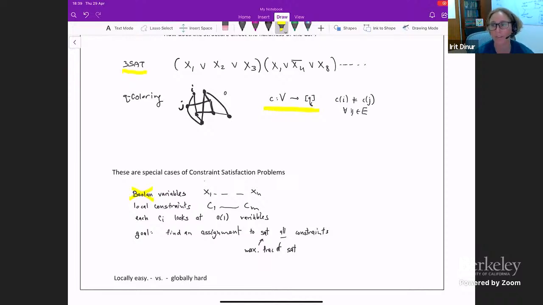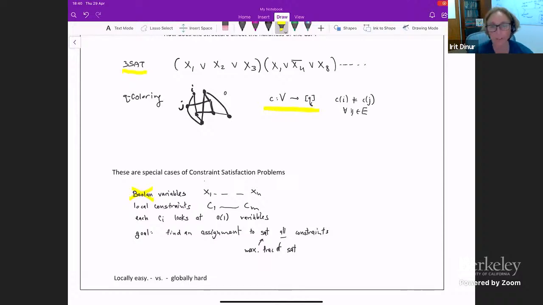That's the satisfiability problem. We also look at a variant of this problem, which is an approximation or optimization variant, where instead of wanting to satisfy every single one of the constraints, we're interested in finding the assignment that satisfies as many as possible.